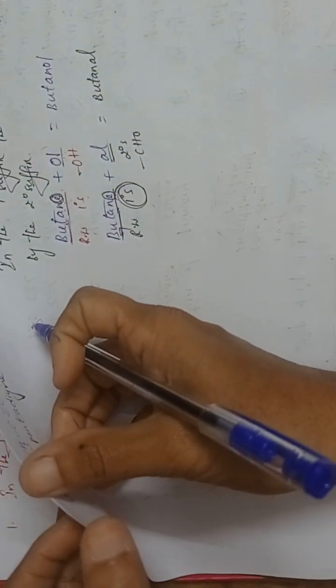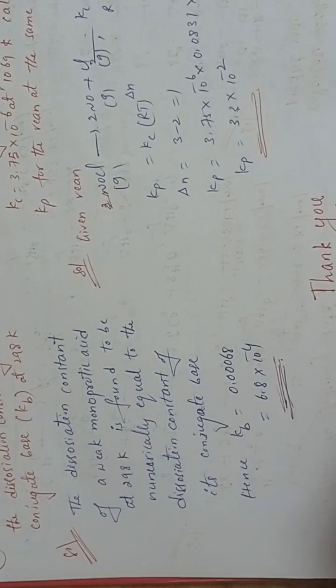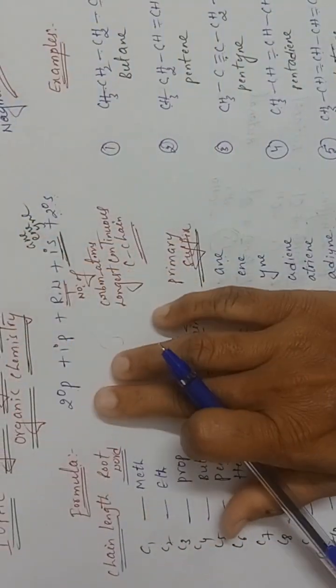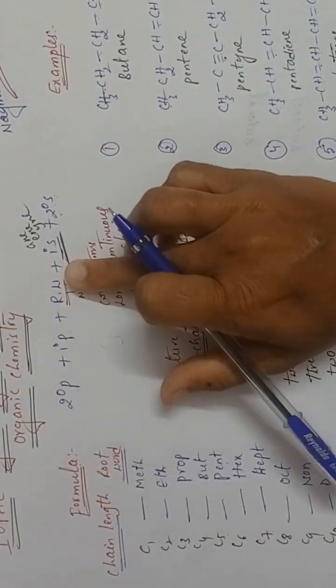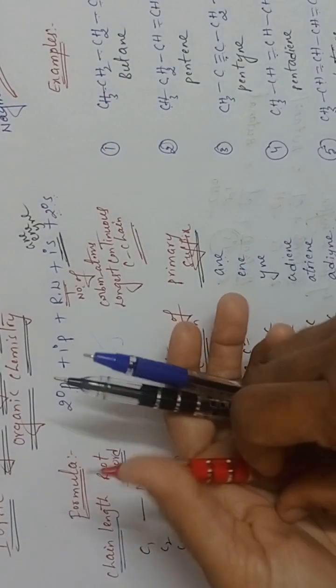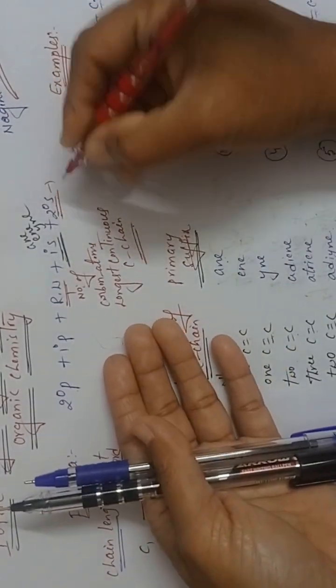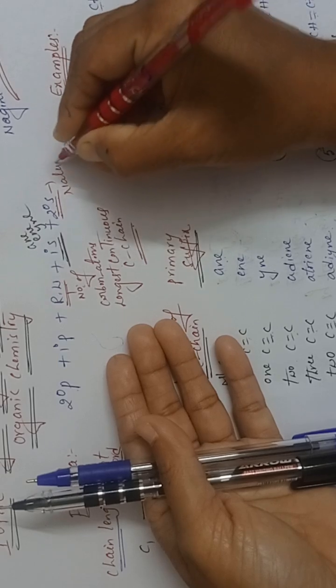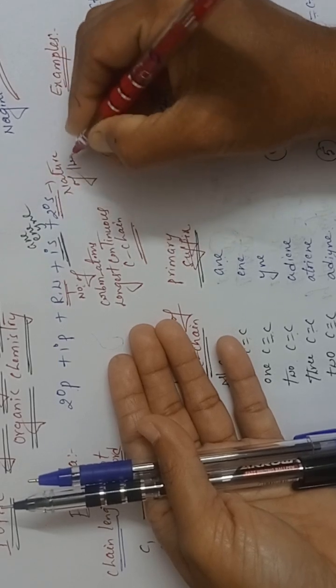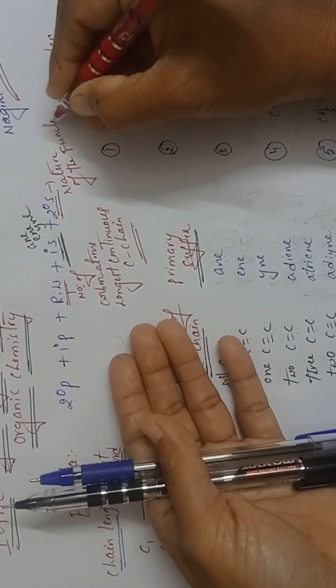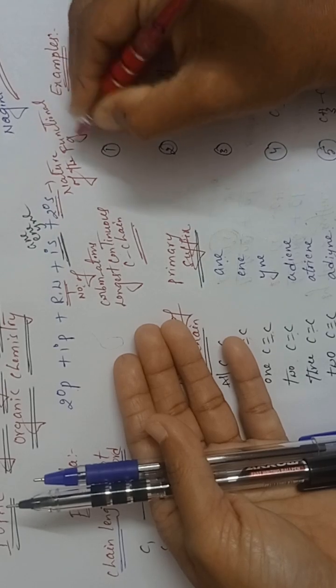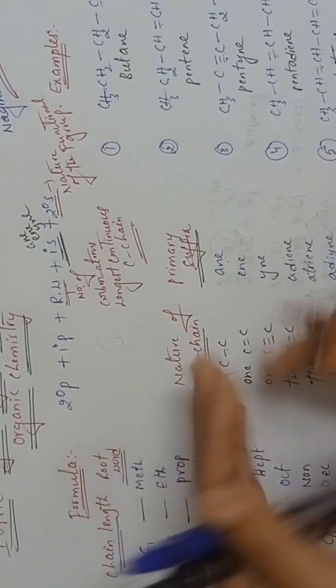Next one, in the formula, primary prefix we are discussing. In the formula I told you: secondary prefix, primary prefix, root word, primary suffix, secondary suffix. So what does the secondary suffix indicate, students? It indicates the nature of the functional group. Clear?